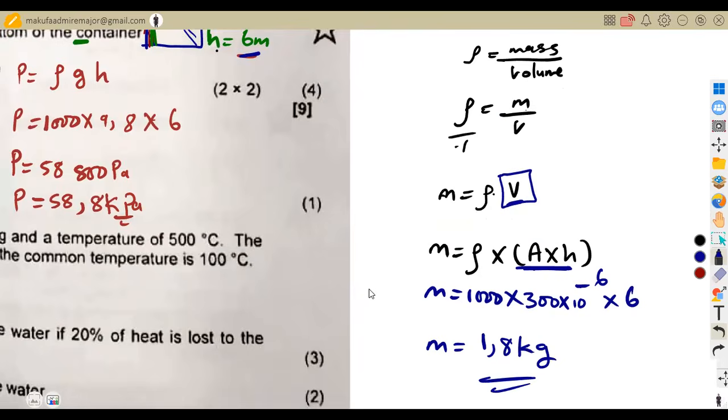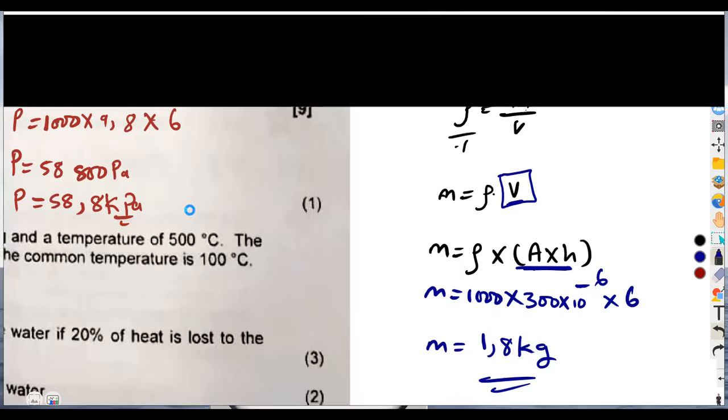So that is how we were supposed to play around with our formulas. As I always say, it's a matter of playing around with the formulas, knowing your formulas, and how to apply them from the information that you're given. You are supposed to know the exact formula to use.